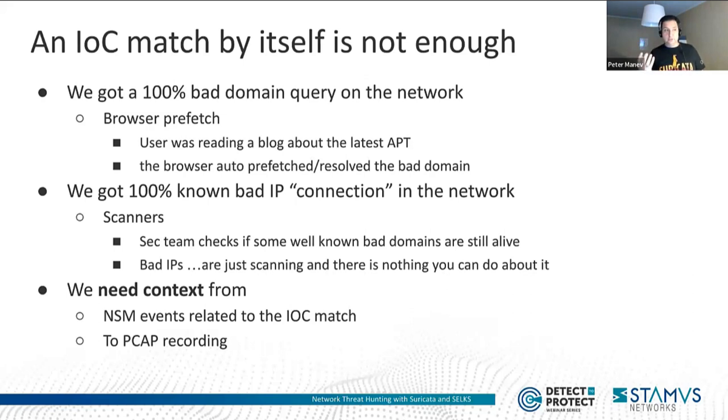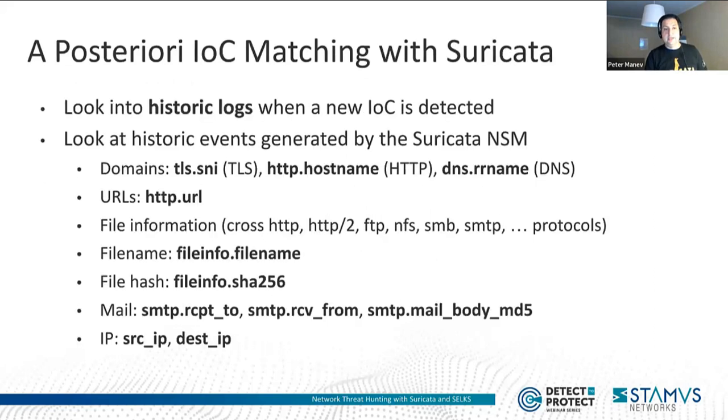We need more context to figure out if we had been breached or if something unwanted is happening. So we need these network security monitoring events, protocol transaction logs that Suricata produces. The PCAP recordings as well come in handy. Also, when an IOC match happens, it's very important, after the investigation, to take that piece of data and go back in time and see if that has happened before. In other words, a historical lookup. Suricata will generate all those logs and events, and you might want to see: has this URL been visited previously? Have we seen that same file hash last week, the week before, and things like that?